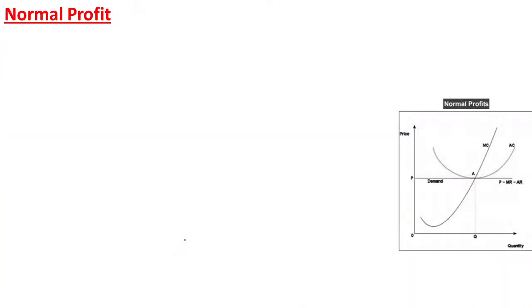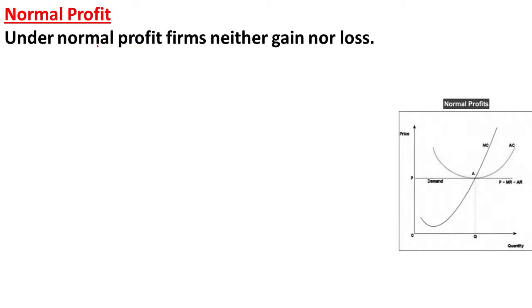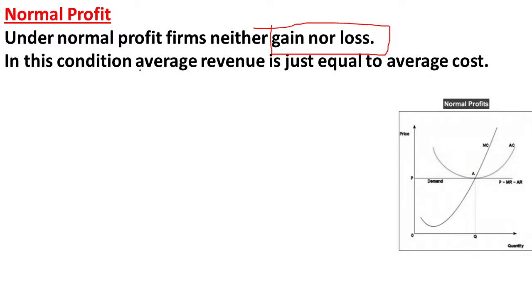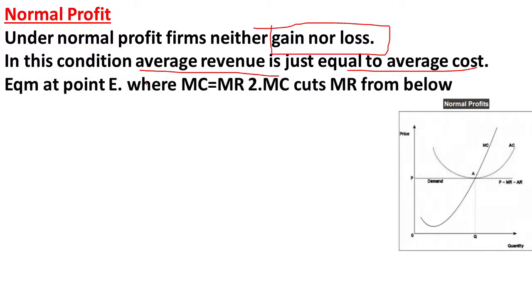So now let us understand the case of normal profit. In case of normal profit, the firm is not going to make any gain, and it is not going to face any loss. So in this condition, the average revenue is just equal to the average cost. And here the equilibrium conditions are: one, marginal cost must equal marginal revenue, and second, marginal cost must cut marginal revenue from below.